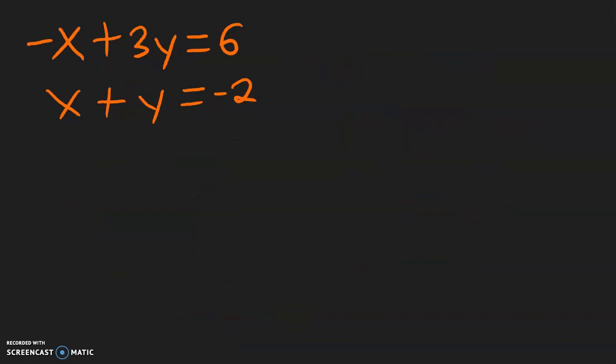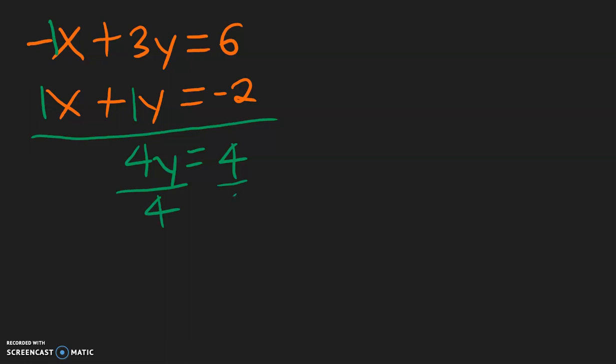Okay, for this example, the variable that we have the same number for the coefficient, but one positive, one negative, is actually going to be the x. Here we have negative 1x, and here we have positive 1x, so these can cancel out. So when we add the two equations, what we get is 3y plus 1y is 4y. 6 minus 2 is going to be positive 4. Then we need to divide by 4 on both sides. So we get y equal to 1.